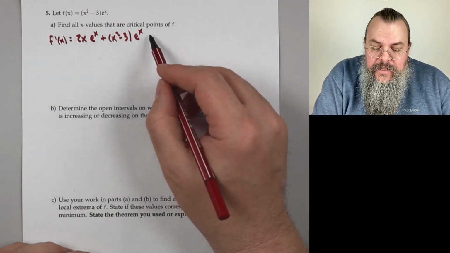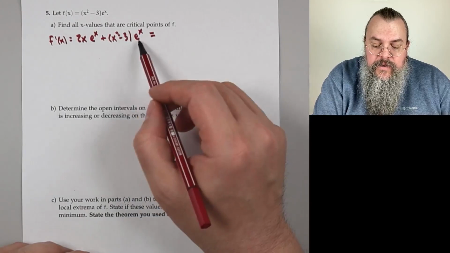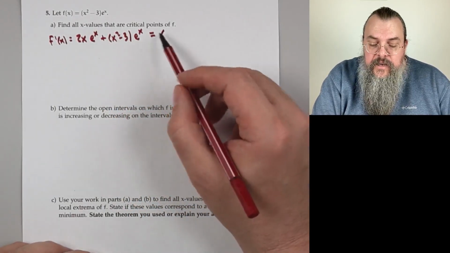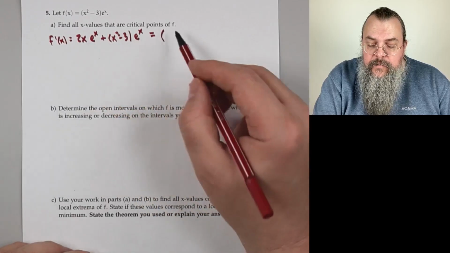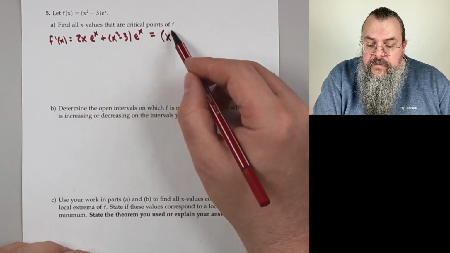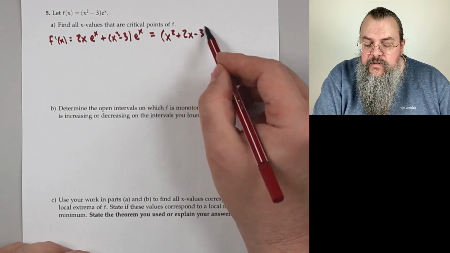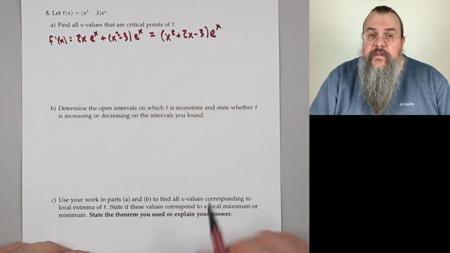All right, well, let's clean this up. One thing we can do is pull out the e to the x, and we'll put that on the end. Then we have the 2x and the x squared minus 3. We can rearrange that, put those in order. So x squared plus 2x minus 3, times e to the x.